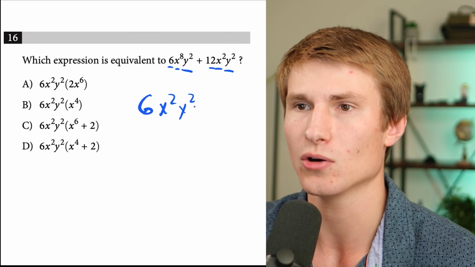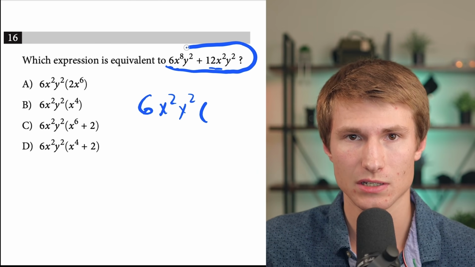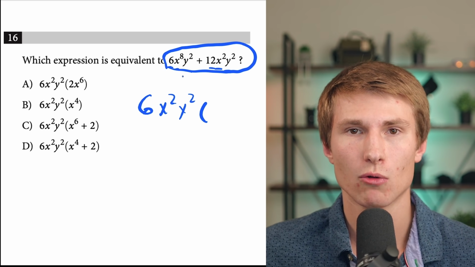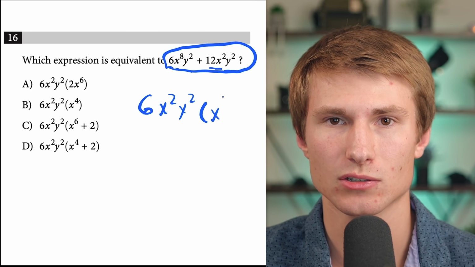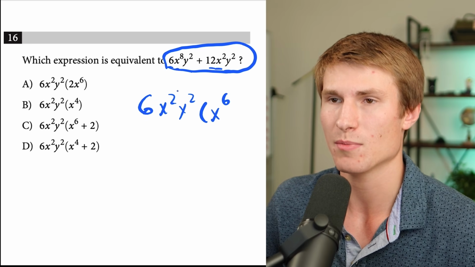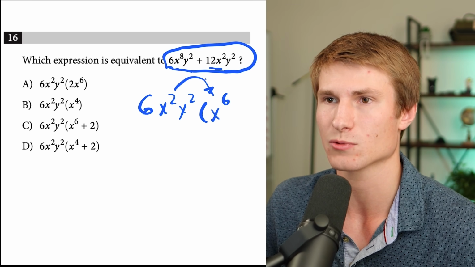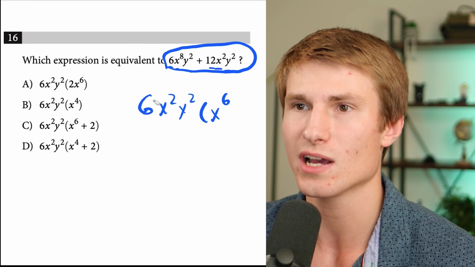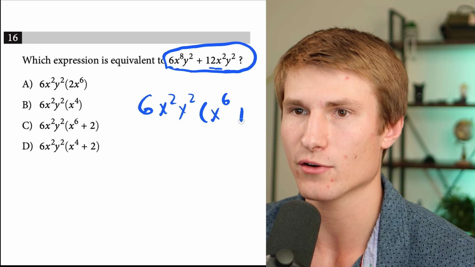Now, we still have to multiply to get this equation still. So what do we have to multiply by here? Well, we're going to need x to the power of 6 still to get to that x to the power of 8. Keep in mind that this x squared times this x to the 6 is what's going to give us x to the power of 8. We're still going to have that y squared when we have that 6 out front. So now we have our first term.